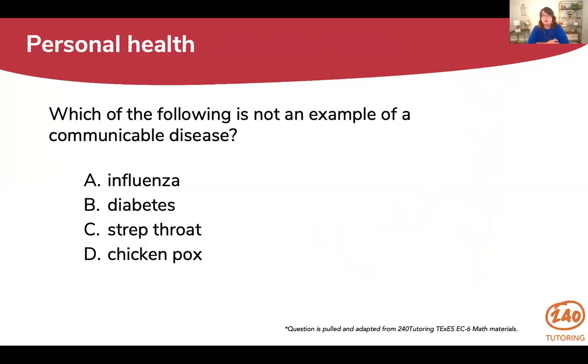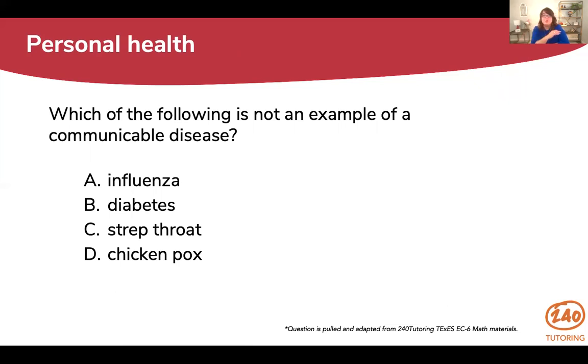This one's on personal health. It says, which of the following is... seriously tongue-tied today. Which of the following is not an example of a communicable disease? Now here you have to know what a communicable disease is. And a communicable disease is an illness that can be spread from one infected being to another. So if I get it, I can spread it to you.